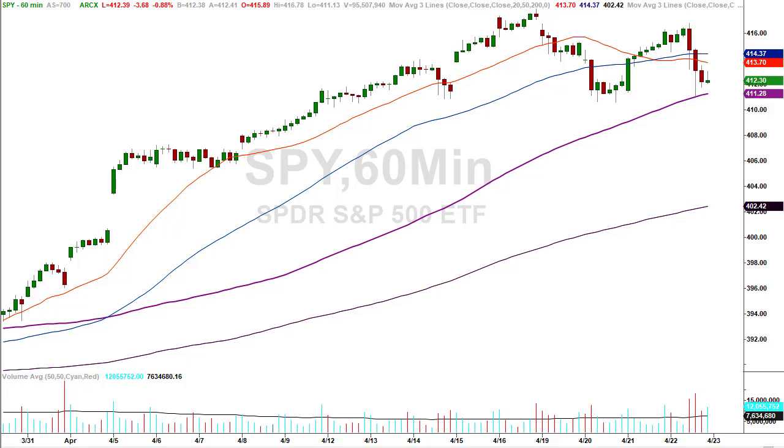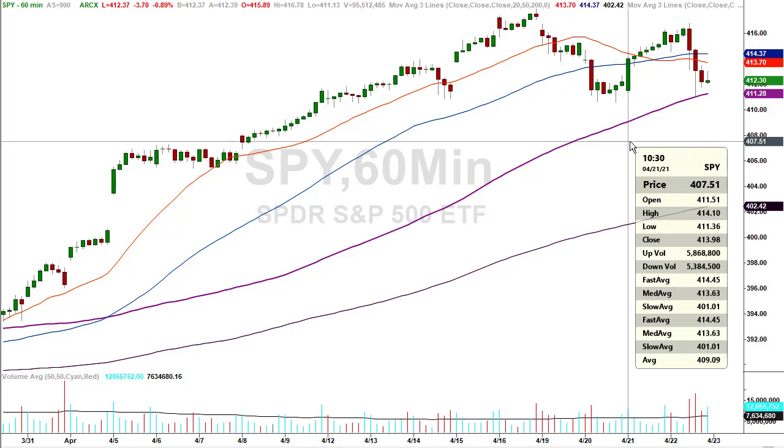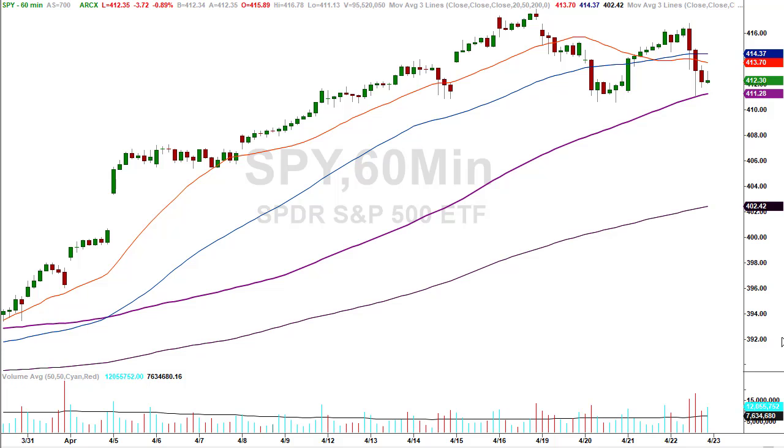All right, let's get back to the chart. So the market fell apart. It found support. Why did it find support where it did? Well, I can give you two reasons, and they're pretty good ones. I can give you the 100-period moving average, and I can also give you a breakup candle low at 411.36. What was low of day? 411.13.